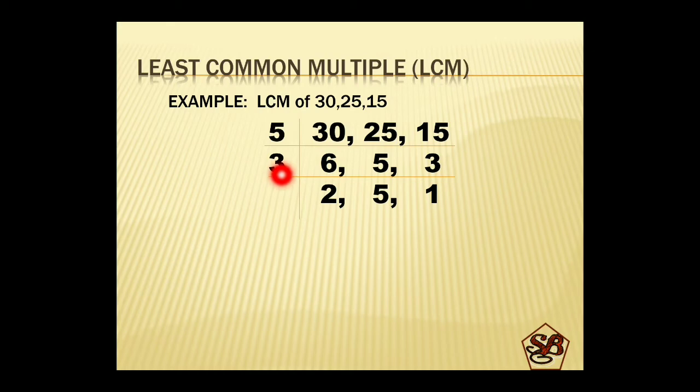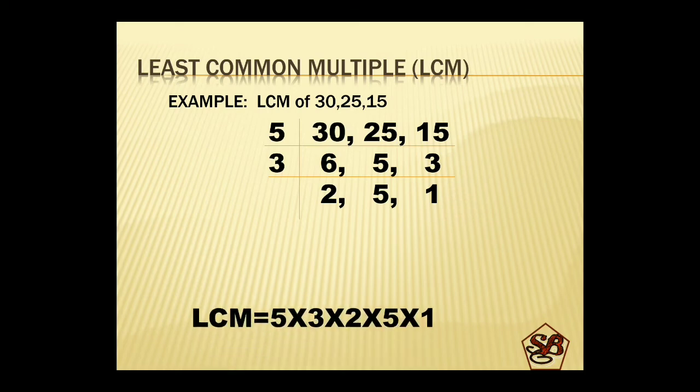Here, 3 2s are 6, 5 is not divisible by 3, so we copy it down as it is, and 3 1s are 3. Now we have got the last row 2, 5 and 1. All of these do not come in any of the common tables, so that means we have reached the final step, and we will multiply these two and these three together to get our LCM.